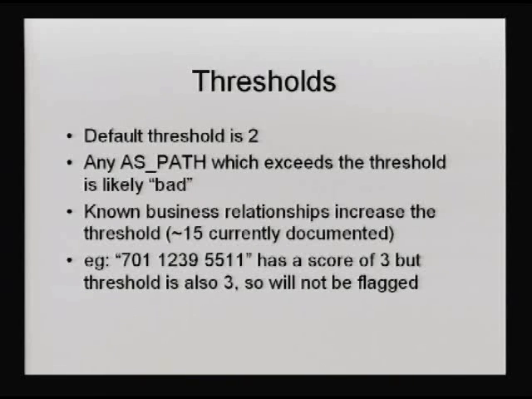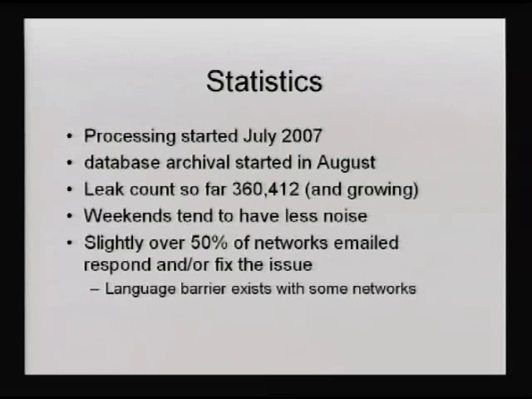I document some of the known business relationships, because obviously some of those networks in that list do happen to buy transit. So I bump up the threshold by 1 for every time I see their ASN and then their upstream ASN in the path, and that goes up over time.